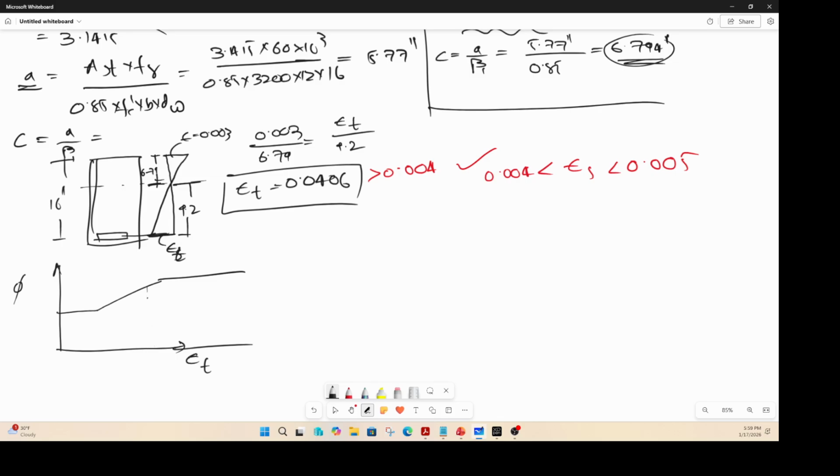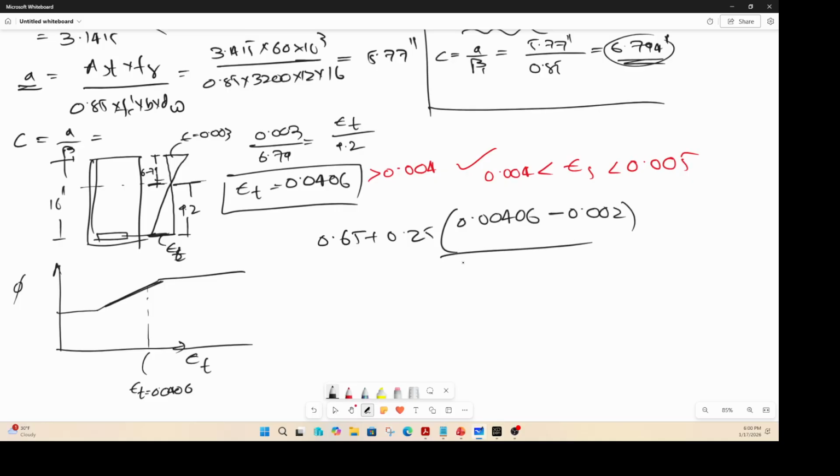You are somewhere in this region because this is where epsilon t is close to 0.0406. So we have to interpolate, right? And to interpolate, we use that. I showed you the interpolation formula: 0.65 plus 0.25 times the actual strain in steel that you are seeing in this problem, 0.6 minus 0.002, divided by 0.005 minus 0.002. Okay, so that will result in 0.822 as your phi.